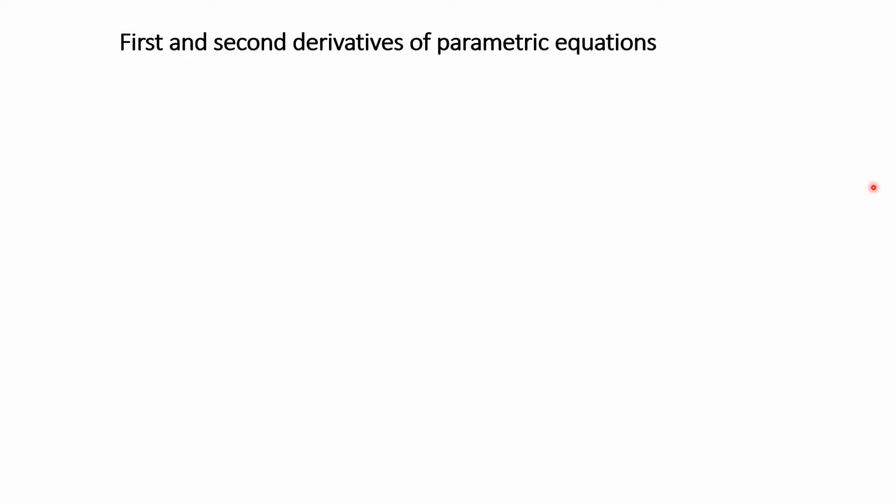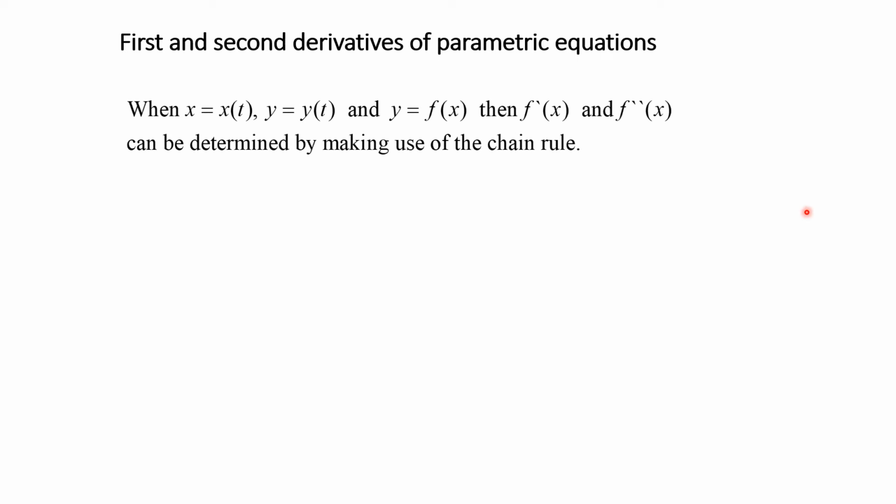So now we will look into how to determine first and second derivatives of parametric equations. When you have x in terms of t, y in terms of t, and y is f(x), then it's possible to determine f prime(x) and f double prime(x) by applying the chain rule. So for example, f prime(x) is dy/dx.